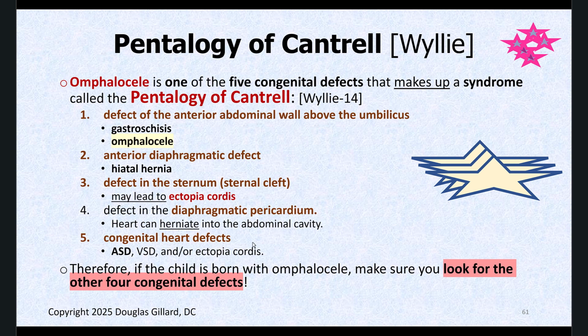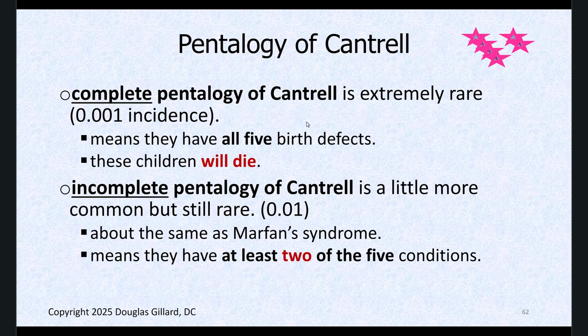Ectopia cordis, that kind of goes back with, actually that's one of them up here. So the other ones, patent ductus arteriosus comes to mind, tetralogy of Fallot, just listing some of the other congenital heart defects. So if the kid is born with a small omphalocele, be on the lookout for these things. All right. Having all 5 of these is really incompatible with life. So very rare. But having at least 2 of them is still rare. It's like Marfan syndrome, 0.01%. But that's kind of the prevalence of this.